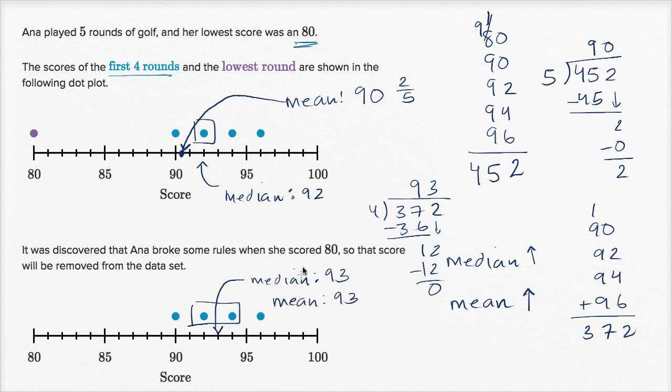So you see that the median went from 92 to 93. It increased. The mean went from 90 2/5 to 93. So the mean increased by more than the median. They both increased, but the mean increased by more. And it makes sense, because this number was way, way below all of these over here. So you can imagine if you take this out, the mean should increase by a good amount.